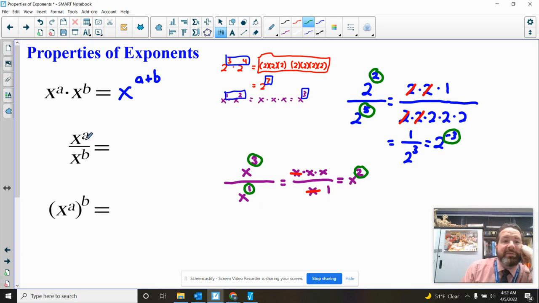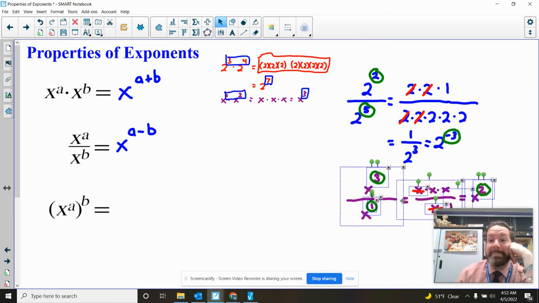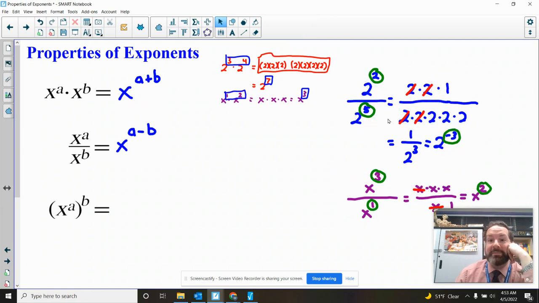So when you have a division of the same number to two different powers, what you do is you take the top power and you subtract the bottom power. Now this is an incredibly important sort of thing. This is a big, important relationship that I do want to make sure that you understand.